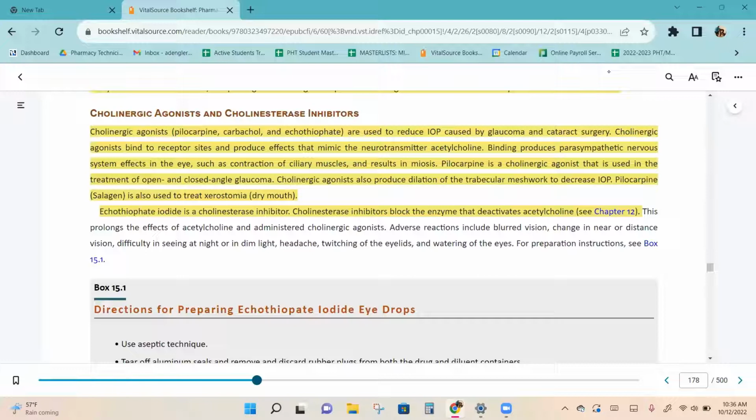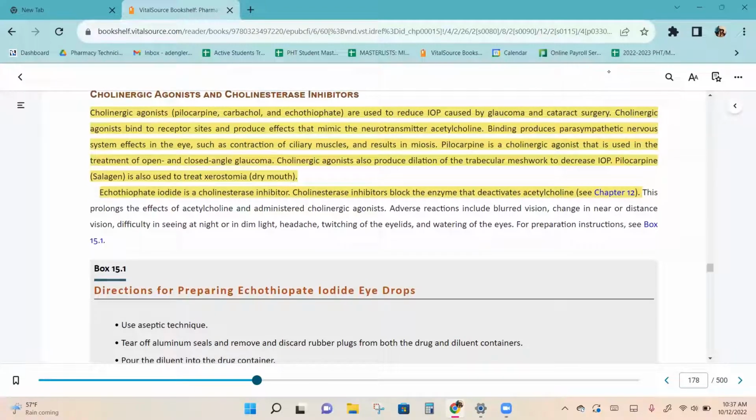Cholinergic agonists bind to receptor sites and produce effects that mimic the neurotransmitter acetylcholine. Binding produces parasympathetic nervous system effects in the eye, such as contraction of ciliary muscles, and results in miosis. Pilocarpine is a cholinergic agonist that is used in the treatment of open and closed angle glaucoma. Cholinergic agonists also produce dilation of the trabecular meshwork to decrease IOP. Pilocarpine is also used to treat dry mouth, which is xerostomia.